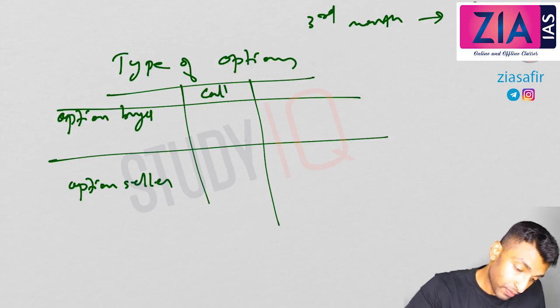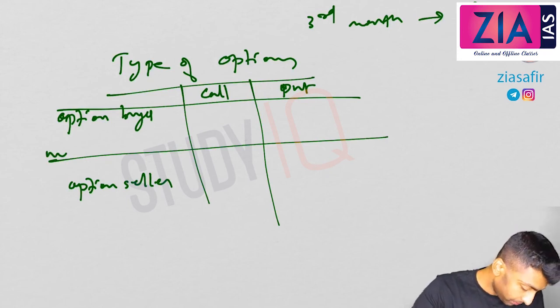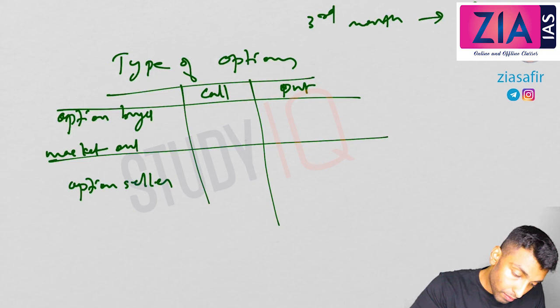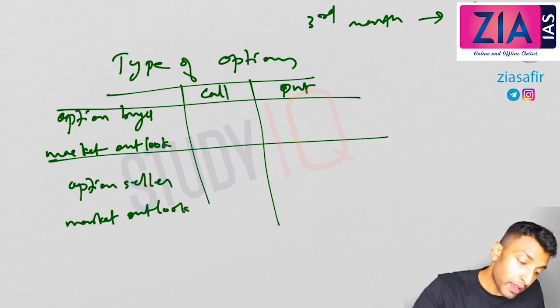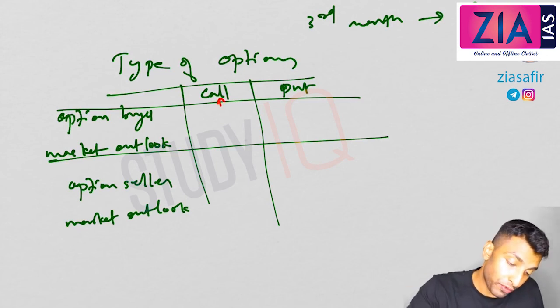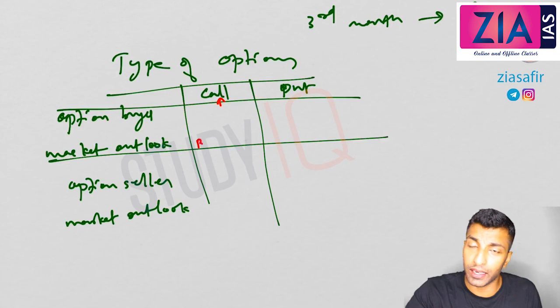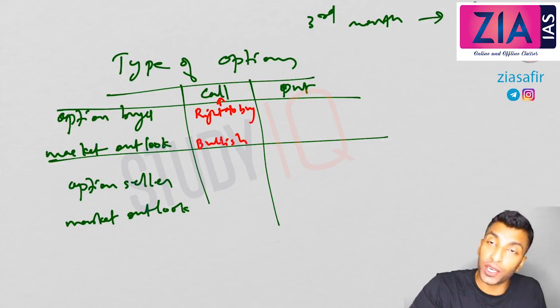So here two types, call and put. So let's see the market outlook also. Market outlook of option buyer and market outlook of option seller also. So option buyer, what will be the market outlook for him if he is going for a call option? Bullish market, right? So he is having a right to buy, or option to buy.